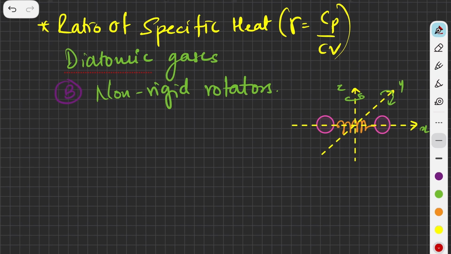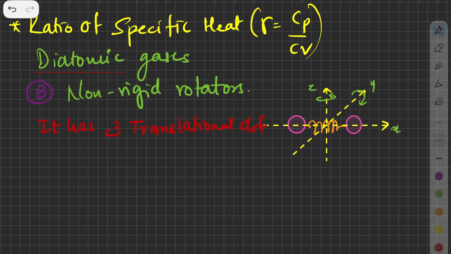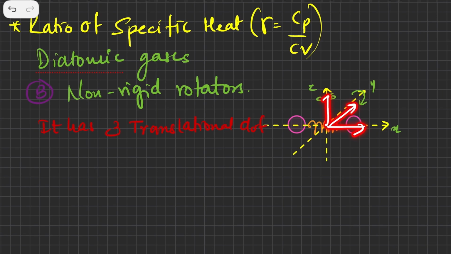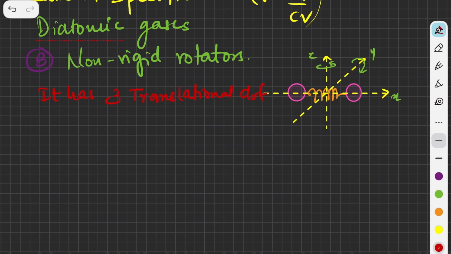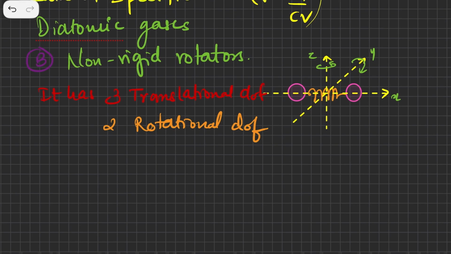So it has 3 translational degrees of freedom, and the reason is this molecule can travel in the x direction, it can travel in the y direction, and it can travel in the z direction. So it has 3 translational degrees of freedom, and it can also have 2 rotational degrees of freedom. The reason is it can rotate around the z axis and around the y axis, but the rotation around the x axis won't be counted because the moment of inertia is 0.